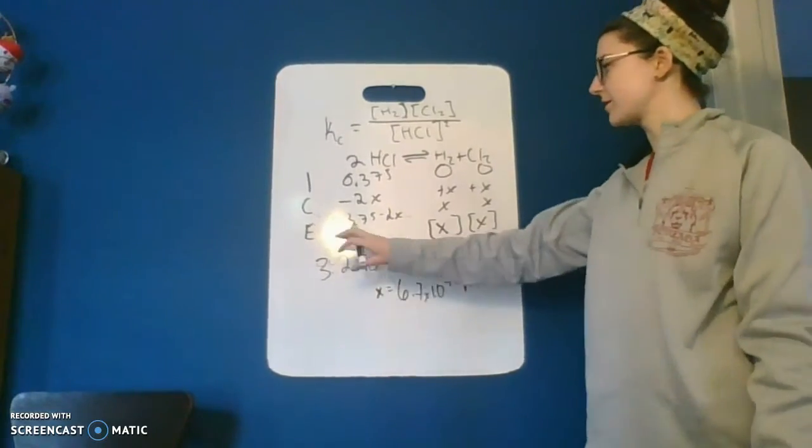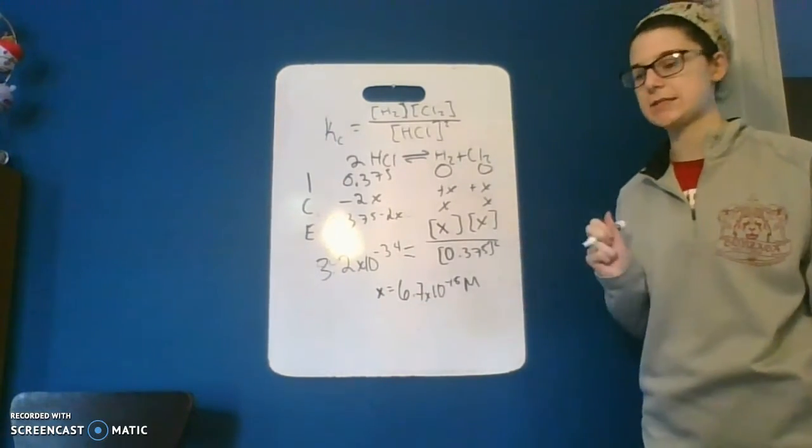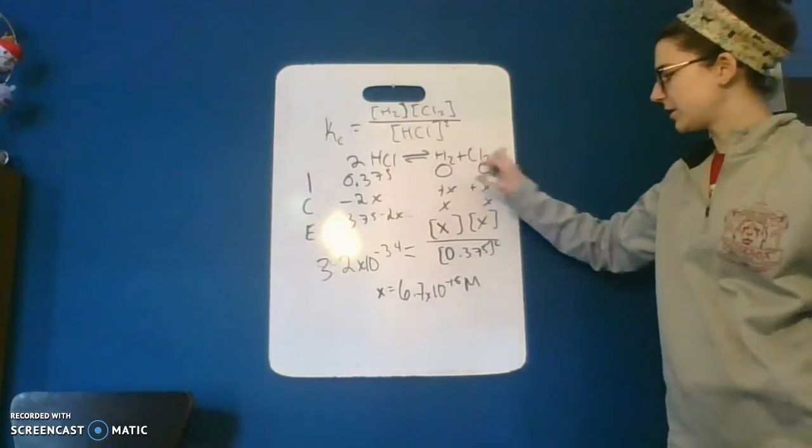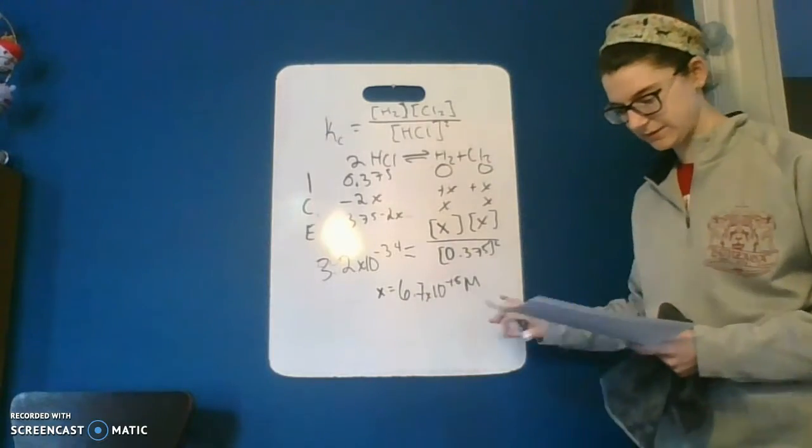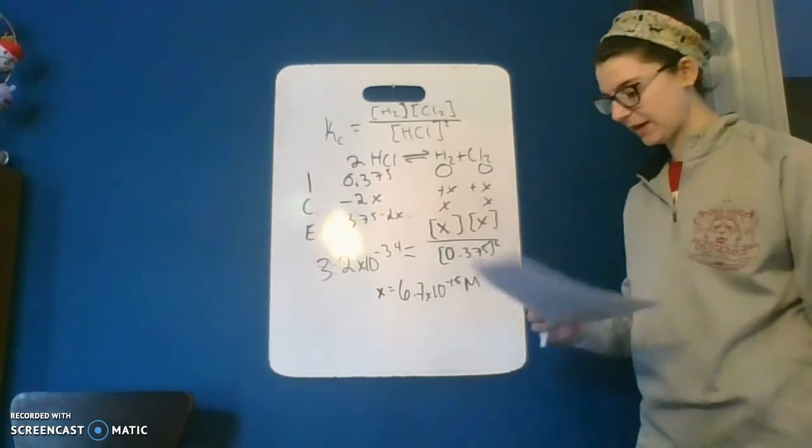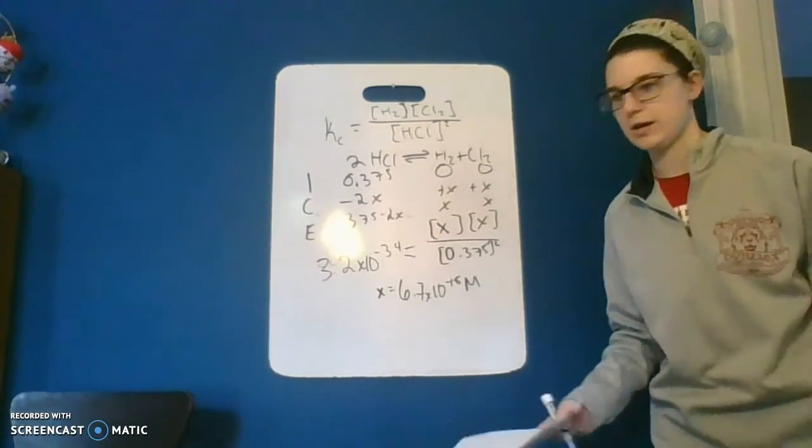Due to sig figs, concentration of HCl is basically the same. The concentration of H2 and Cl2 will both be equal to this value that we just solved for. And that's a very, very, very low concentration.